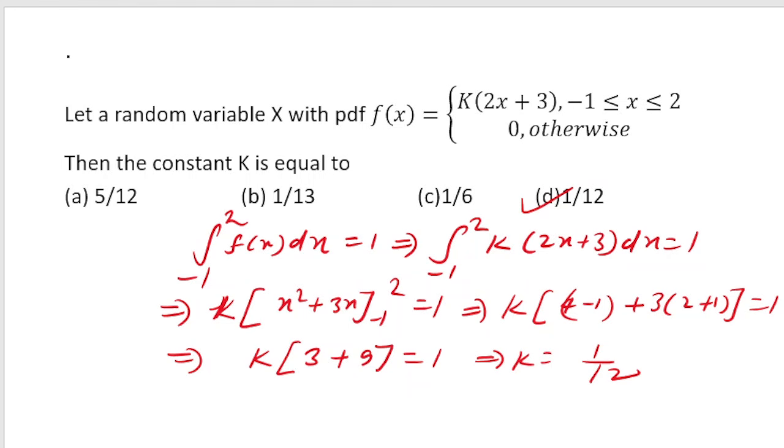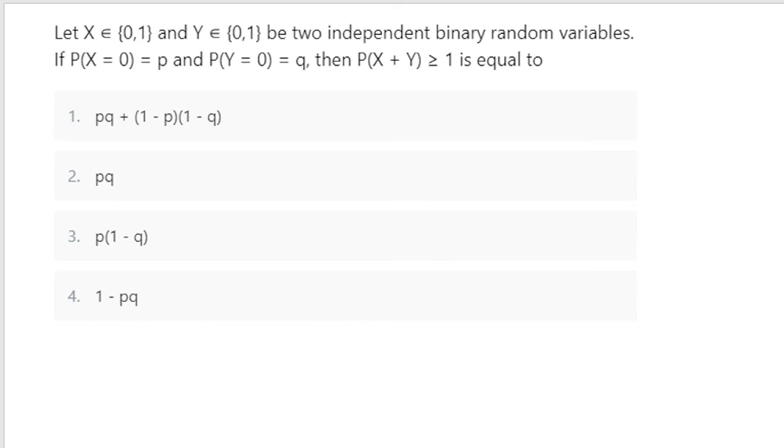Okay, next, let x belong to 0 comma 1 and y belong to 0 comma 1 be two independent binary random variables, with probability of x equal to 0 being p and probability of y equal to 0 being q. Then they are asking what is the probability for x plus y greater than or equal to 1. It could have been written in a better way. They want probability of x plus y greater than or equal to 1.